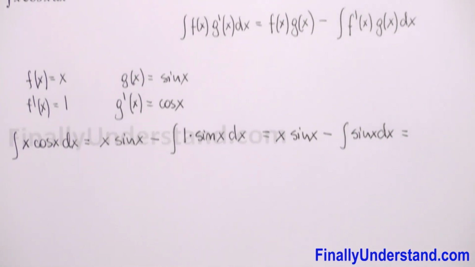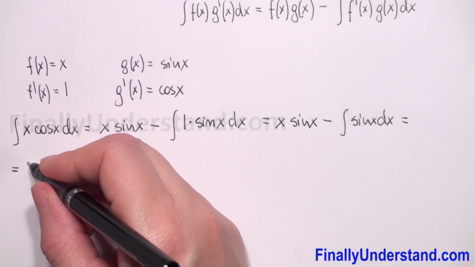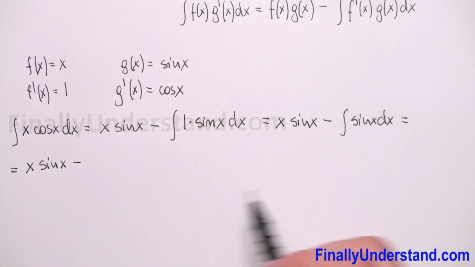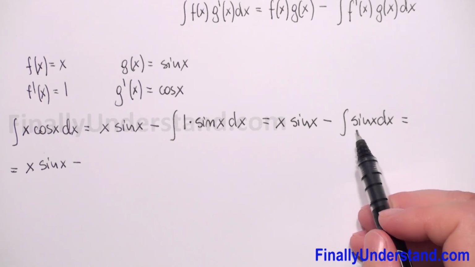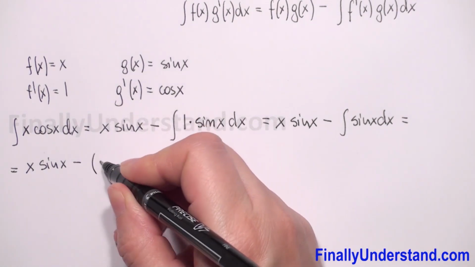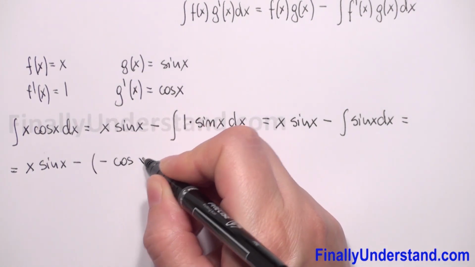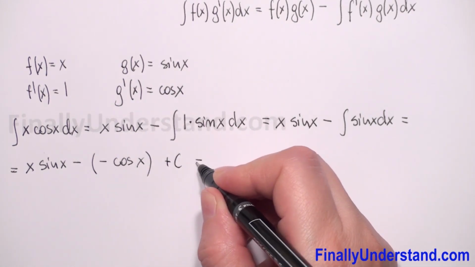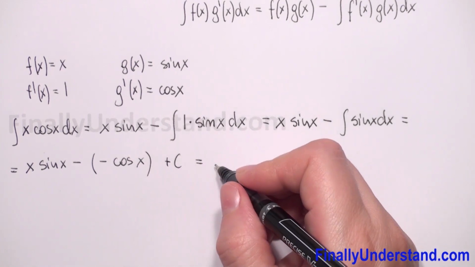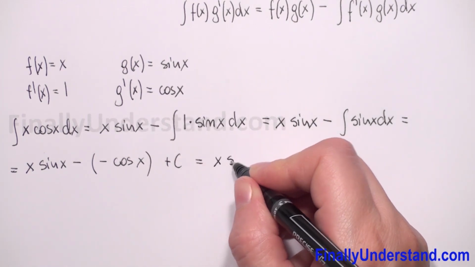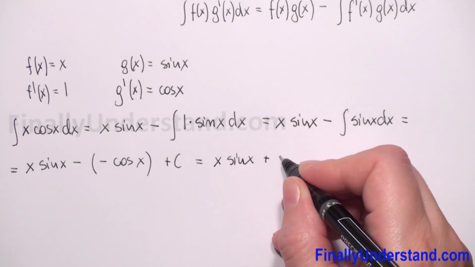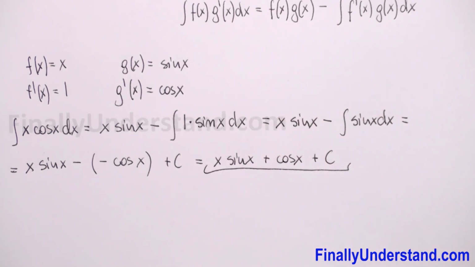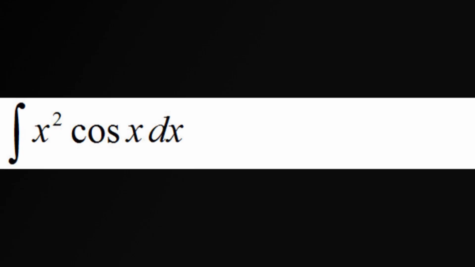So first we copy x times sine of x minus the integral of sine of x with respect to x. So this is equal to x sine of x minus, and the integral of sine is negative cosine. I will put this in parentheses, negative cosine of x. And of course we have to add a constant. Negative and negative give us positive. So we have x sine of x plus cosine of x plus constant C. This is my solution.